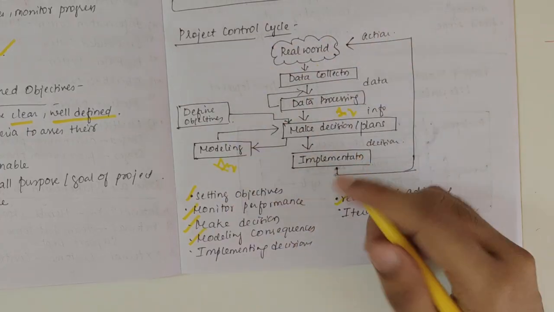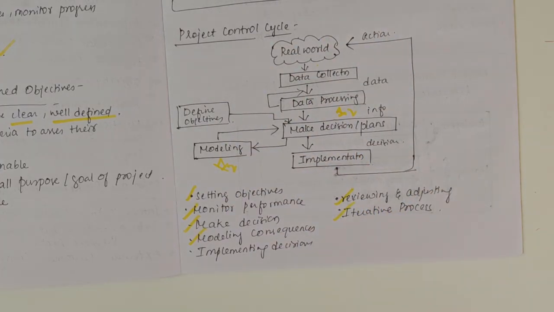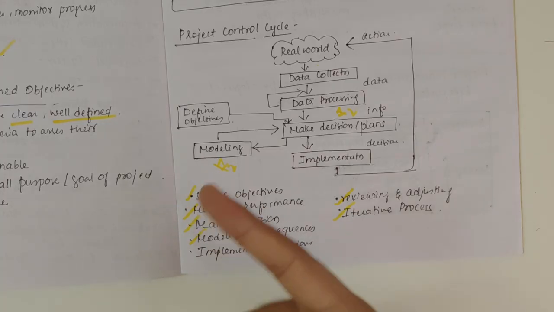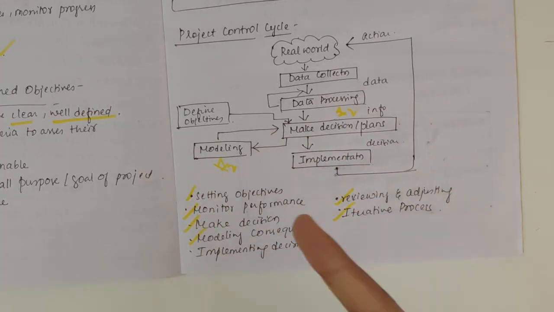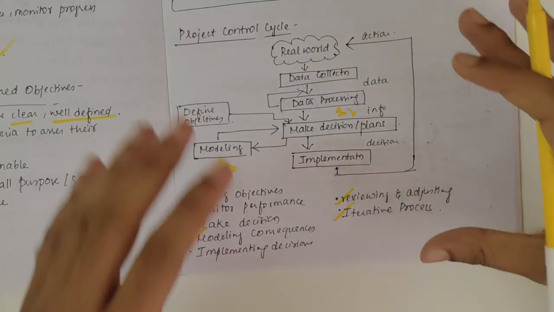All these things are an iterative process. They are like a cycle. They revolve. Continuous assessment, decision making, and adjusting happen in a cyclic manner. Okay. So this was about the project control cycle.